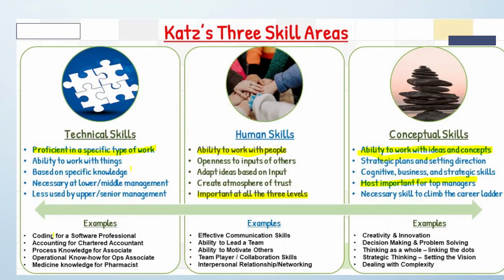Examples for the technical skill: coding for a software professional, accounting for a chartered accountant, process knowledge of an associate, operational know-how of an ops associate, medicine knowledge for a pharmacist. Human skill examples are effective communication skill, ability to lead a team, ability to motivate others, team player, collaboration skills, interpersonal relationship, networking, everything. So it is required in all three levels.